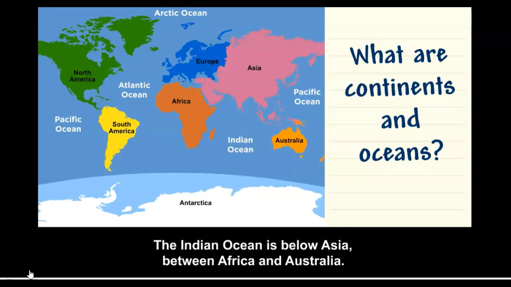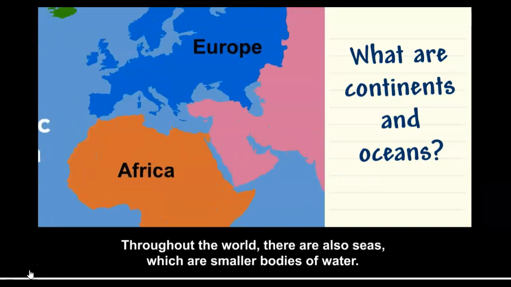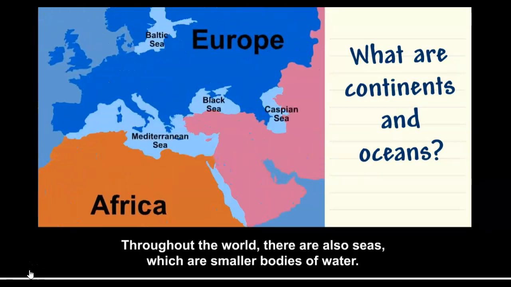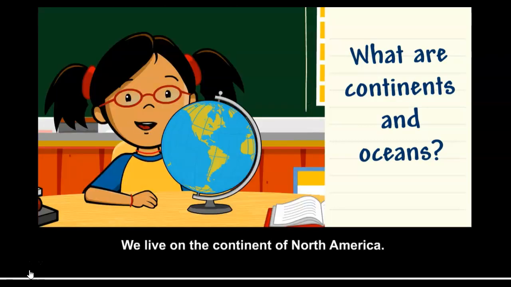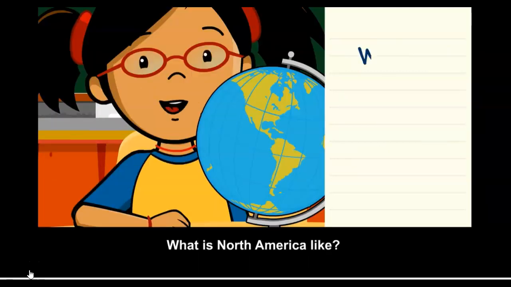But all of Australia isn't hot and dry. There are also rainforests on the continent. The Great Barrier Reef in Australia is the largest reef system in the whole world. Australia is the only continent that's also a country.